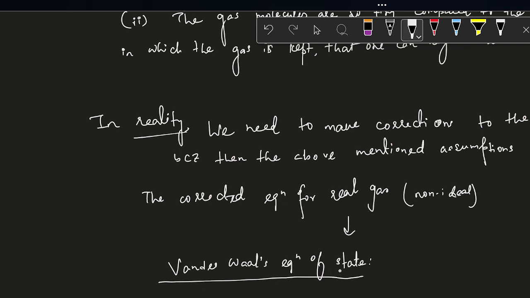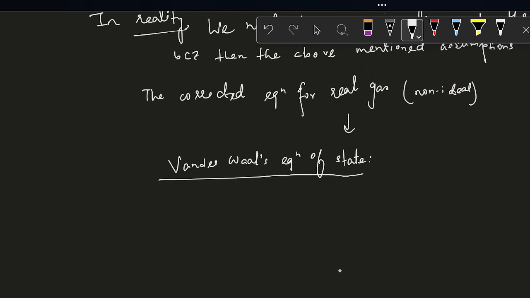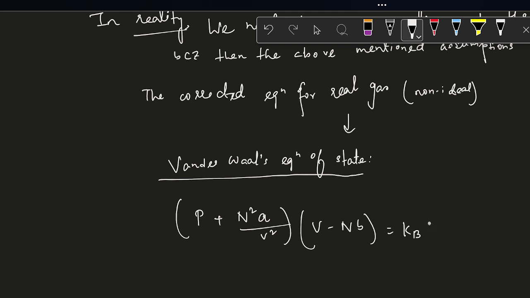So you know that any equation of state is some relation that connects properties like pressure, volume and temperature. Just like PV equal to N k_B T is the equation of state for an ideal gas, the van der Waals equation of state, if we write it straightforwardly, is (P plus N squared a by V squared) times (V minus Nb) equal to k_B T.